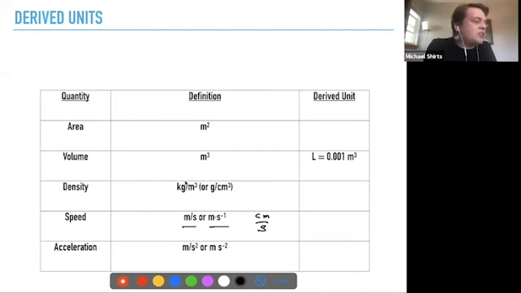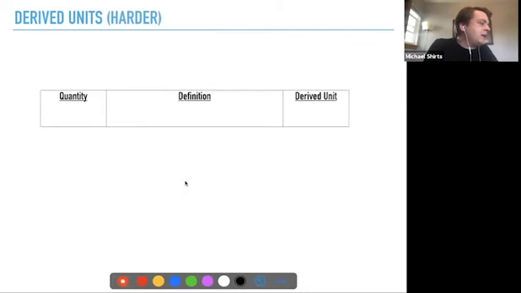Just the things to watch out for are remembering, for example, if you see something like this, that is going to be the same thing as meters per second. Just meters times second to the -1, same thing. Sometimes it's just easier to have everything on one line instead of having to deal with multiple fractions. Okay, so those are the simpler derived units, but things can get a little bit more complicated.